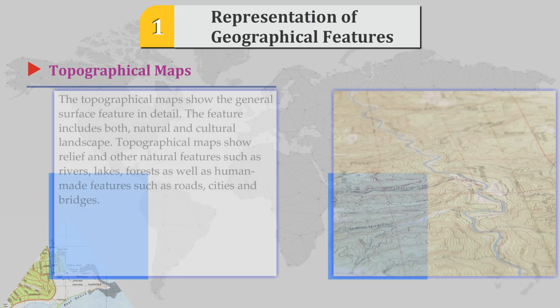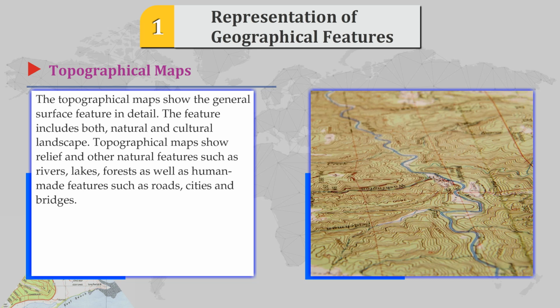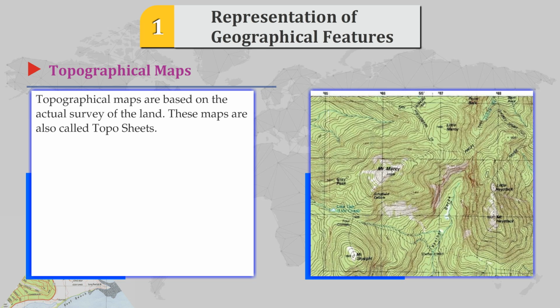Topographical maps. The topographical map shows the general surface features in detail. The features include both natural and cultural landscape. Topographical maps show relief and other natural features such as rivers, lakes, forests, as well as human-made features such as roads, cities, and bridges. Topographical maps are based on the actual survey of the land. These maps are also called topo sheets.